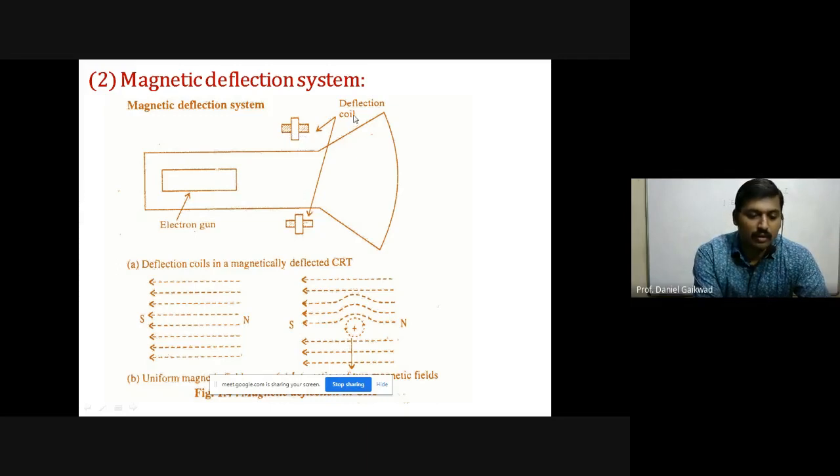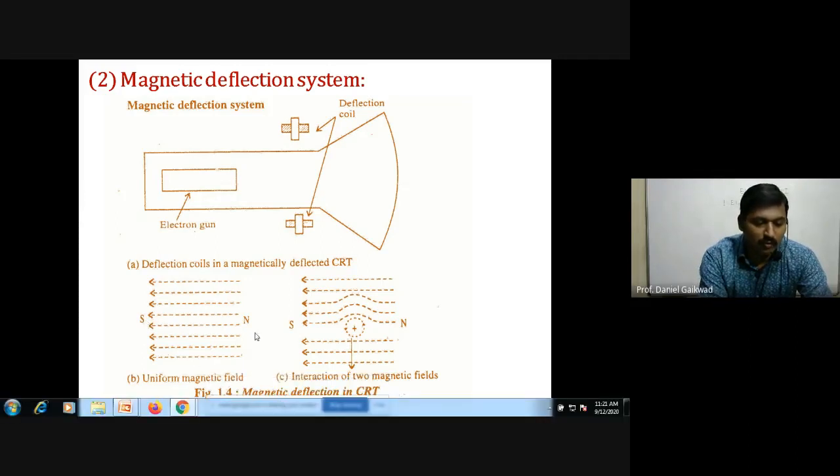So here we have the deflection coils, coil first and coil second, vertical and horizontal like this. Here we have given the deflection coil in a magnetically deflected CRT. The arrangement of this magnetic deflection system will be given like this, one coil, second coil. Now we know that with a north pole and south pole, as in the figure below, the magnetic field produced is directed towards the south pole. That is in case of a uniform magnetic field.